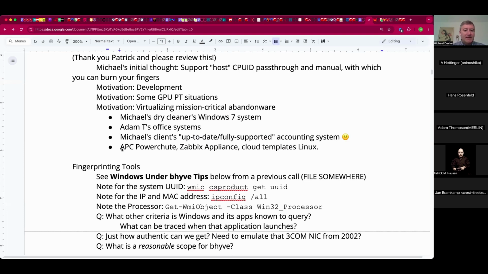And then a colleague here in Oregon pointed out that APC PowerChute has a VM, the Zabbix Appliance has a VM, and there are various cloud templates. So either it's a question of purely BIOS or some kind of legacy BIOS or CSM, or it's a combination of that and the CPU work.